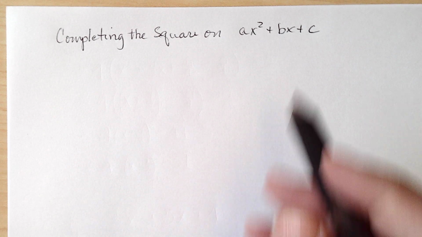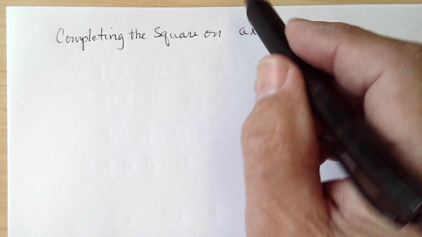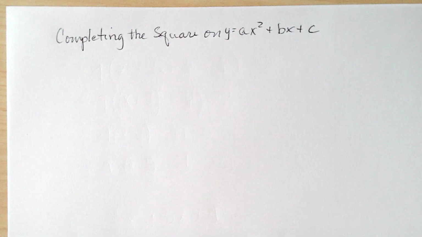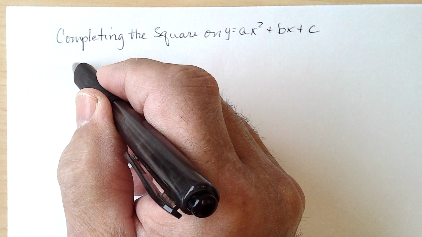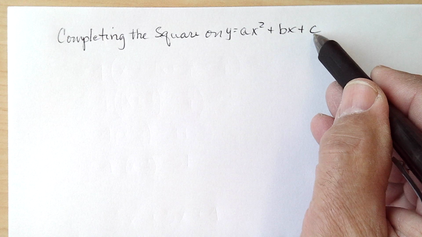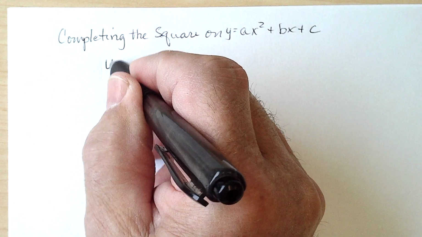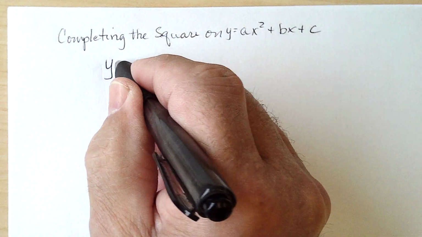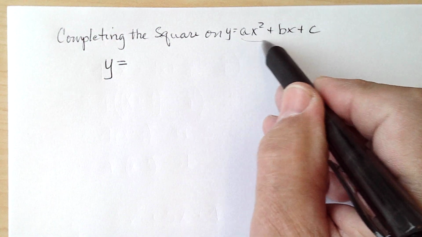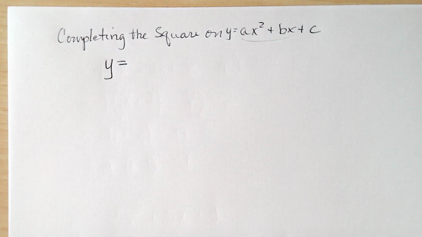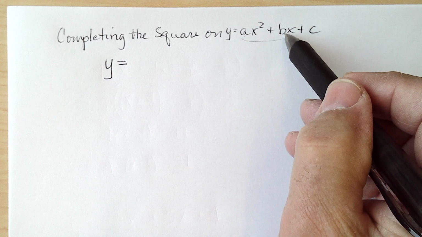Okay, let's complete the square on a general quadratic equation. So, completing the square on this, we'll do exactly what we did before. So the first thing is to factor out an a out of these two terms. Factor the leading coefficient out of this.